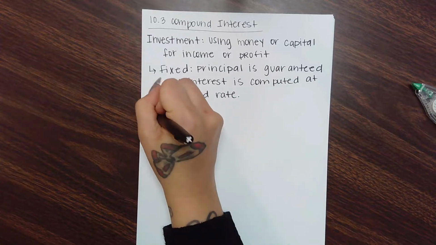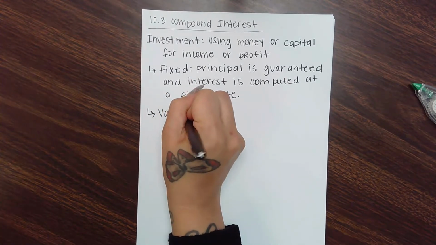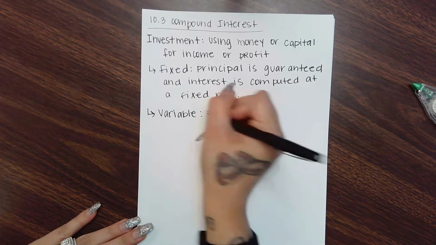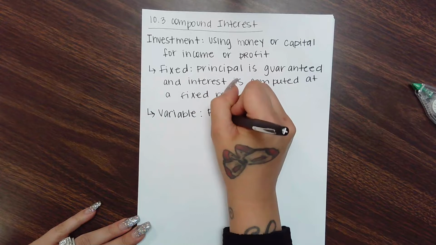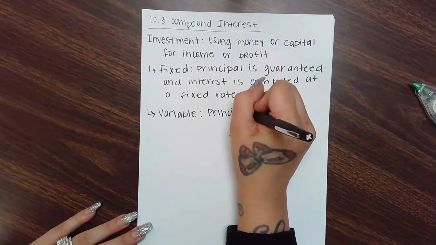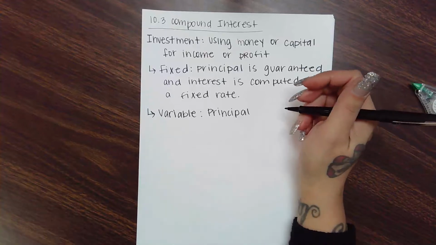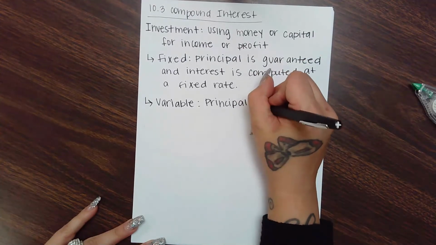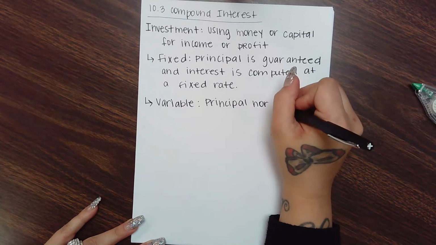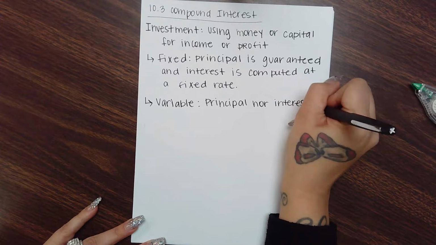And then the other type of investment would be a variable investment. And here, neither principal nor interest is guaranteed. You will only need this top half of this paper for answering that first homework problem. So neither principal nor interest is guaranteed.